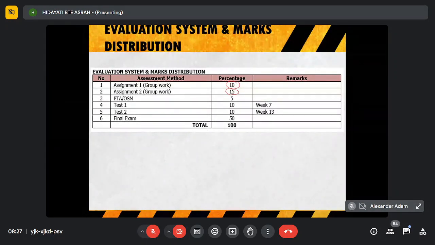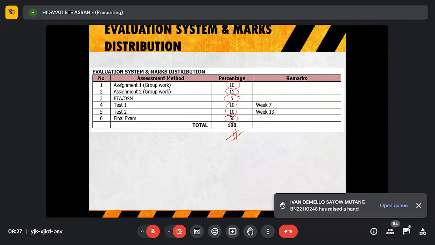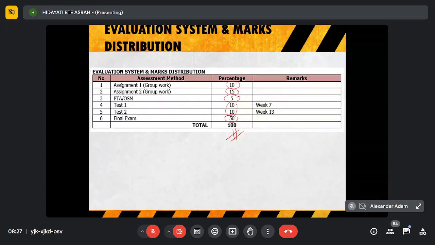We also have the PTA, peer teamwork assessment, and also monitoring. That one is 5%. Test 1 and test 2 will give 10% each, so the total is 20%. And the final is 50%. Overall, the total marks is 100. Test 1 and test 2 are in week 7 and week 13. Any comment on this evaluation system? If you want to increase or reduce marks, you can suggest the percentage also. So everything is okay?